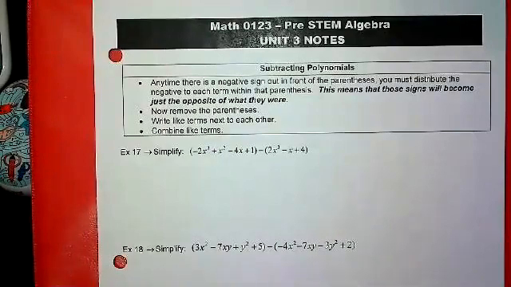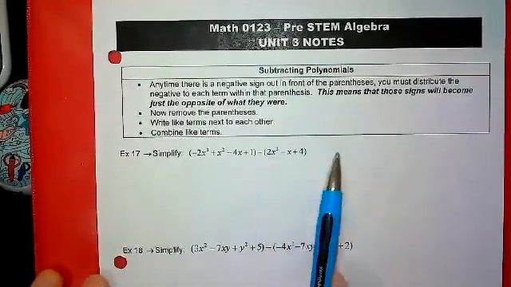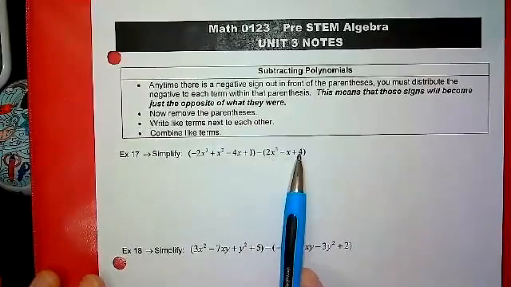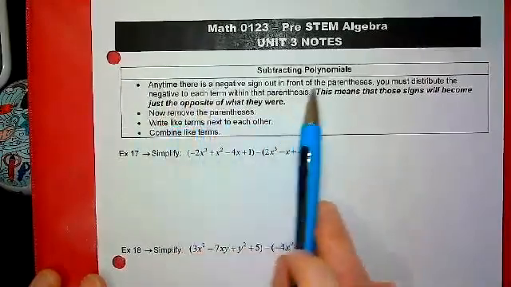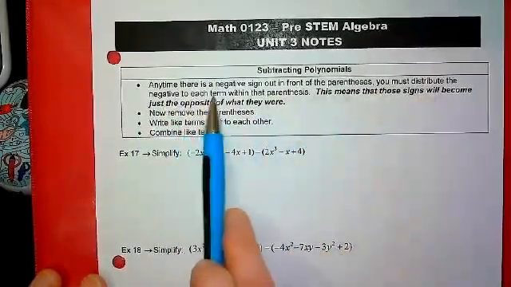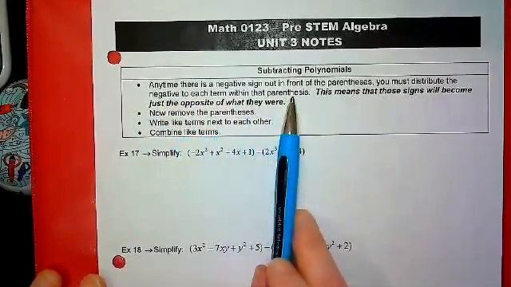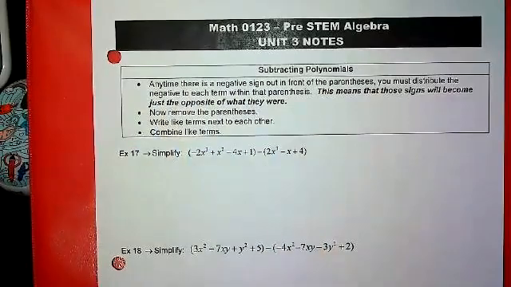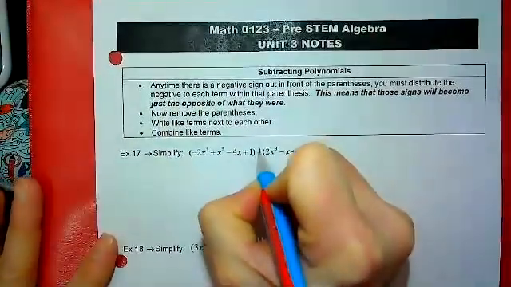When we're subtracting polynomials, it's really very similar to what you just did, except you have one extra step. Anytime you have a negative sign in front of a parentheses, basically what's happening is it goes to every term inside. So anytime there's a negative sign out in front, you must distribute the negative to each term within that parentheses. That means those signs will become just the opposite. So we're going to change this to a plus sign.